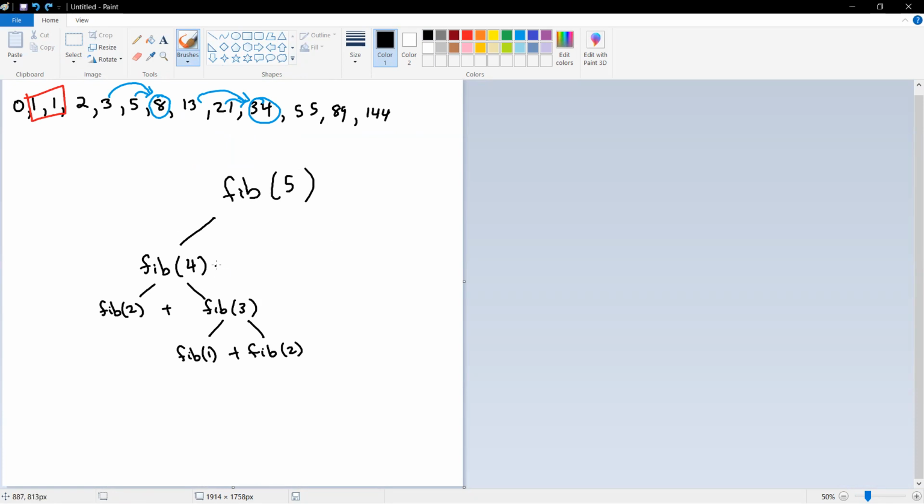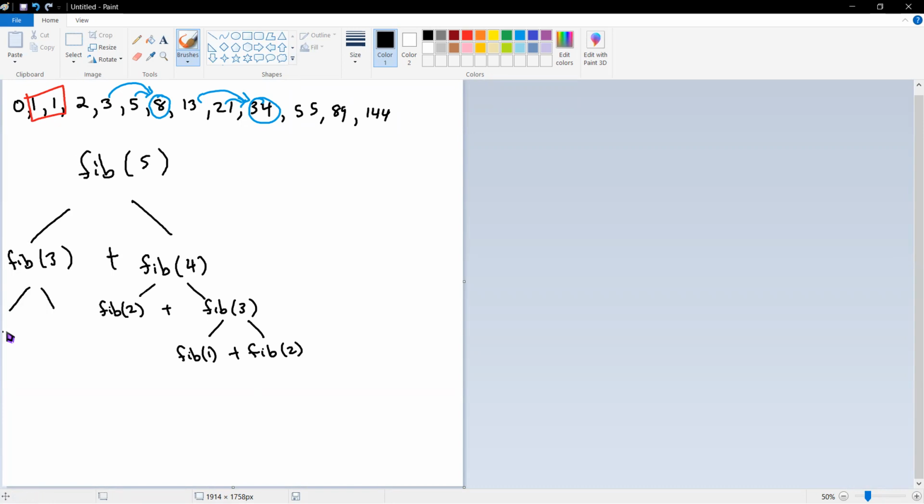Fib5 is, or actually I'm going to draw it the other way. Fib5 is Fib3 plus Fib4, right? And then Fib3, again, using our same formula, is Fib2 plus Fib1. Right. And so this is our tree for Fib5. You can imagine our tree for Fib6. It'd kind of be almost two copies of this. Almost, but not exactly.